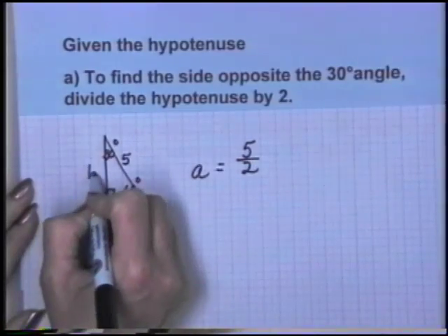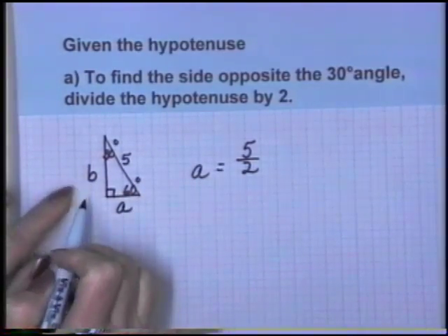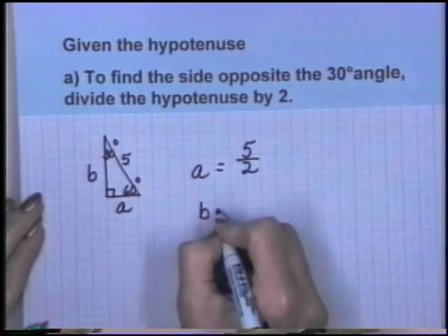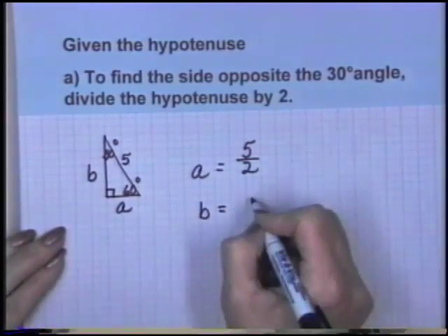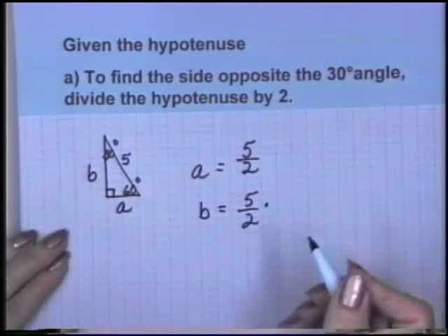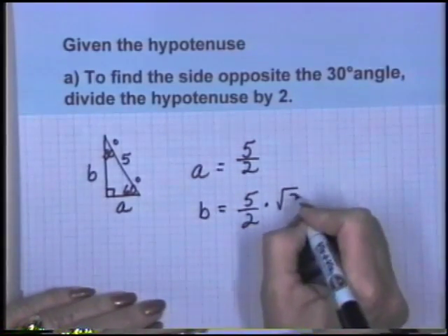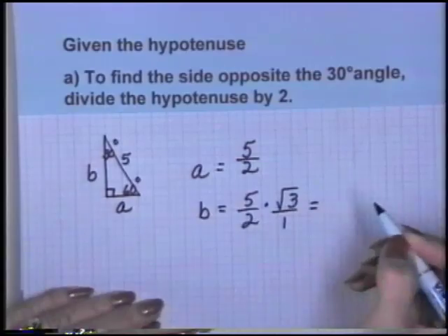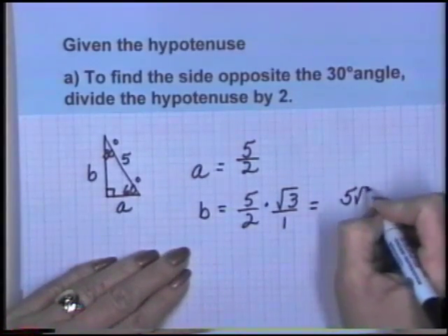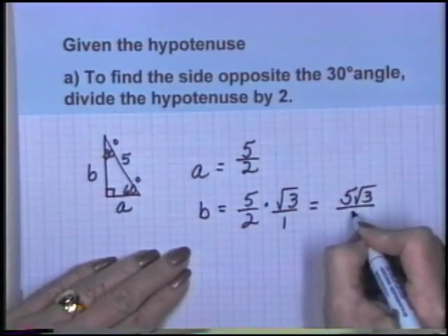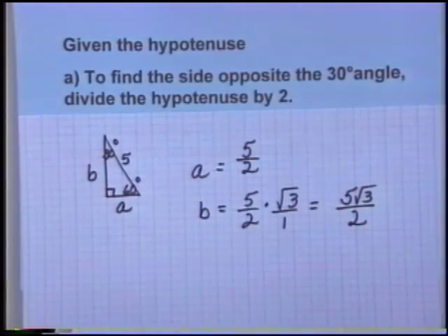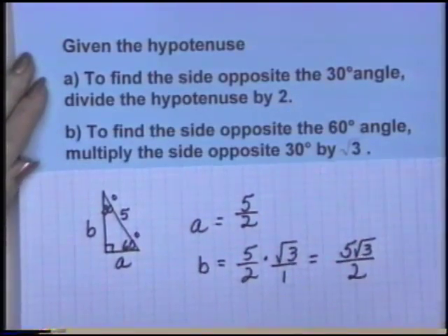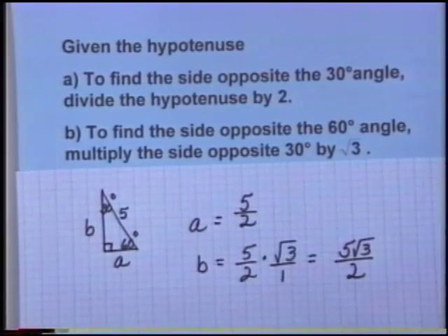Now once I have the side opposite the 30-degree angle, I can find the side opposite the 60-degree angle. Remember what the relationship is? I multiply by the square root of 3, and I'll write that over 1. I'll have 5 times the square root of 3 divided by 2. So to find that side opposite the 60-degree angle, multiply the side opposite 30 degrees by the square root of 3.